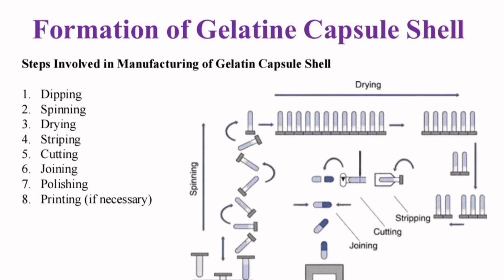Formulation of gelatin capsule shell. Here are 8 steps of the formulation of gelatin capsule. These steps are very important: dipping, spinning, drying, stripping, cutting, joining, polishing and printing if necessary. The names of these processes are very important.